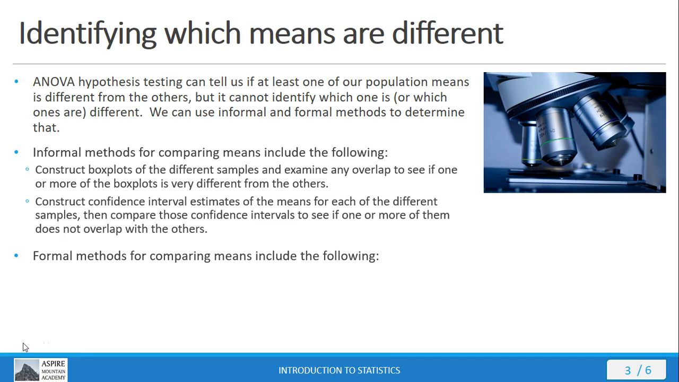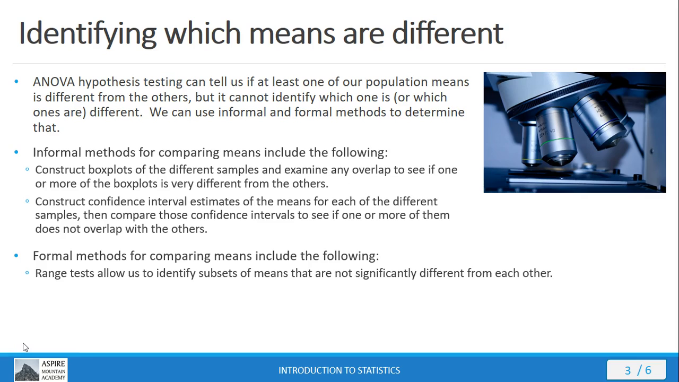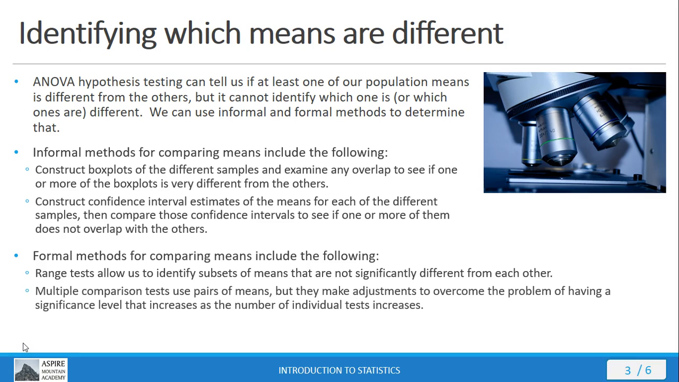But what we're looking for specifically is a formal method, something that gives us statistical evidence to say, yes, not only is one of them different from the rest, but it's this one from the groupings. How do we do that? Well, we can do a range test, which allows us to identify a subset of means that are not significantly different from each other. Much more common, though, is to use a multiple comparison test.